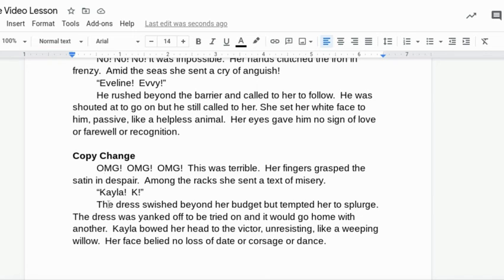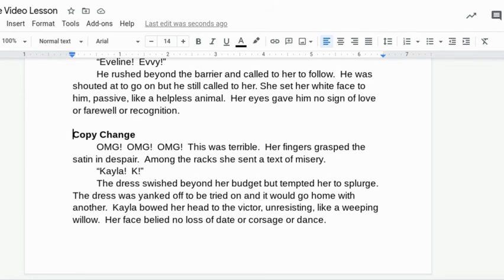Okay, so we have someone doing an action. Here we have a dress swished beyond her budget, but tempted her to splurge. So see how we have a compound verb here. The dress was yanked off to be tried on, and it would go home with another. So she lost the dress to somebody else.